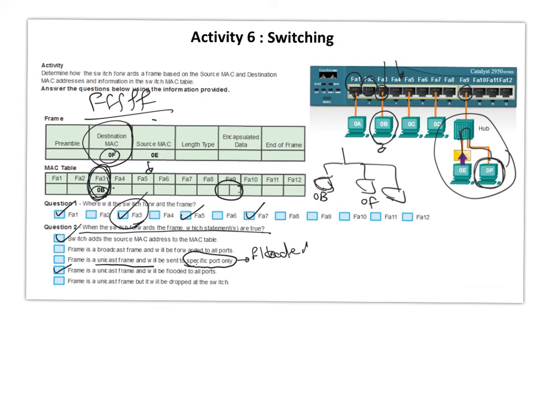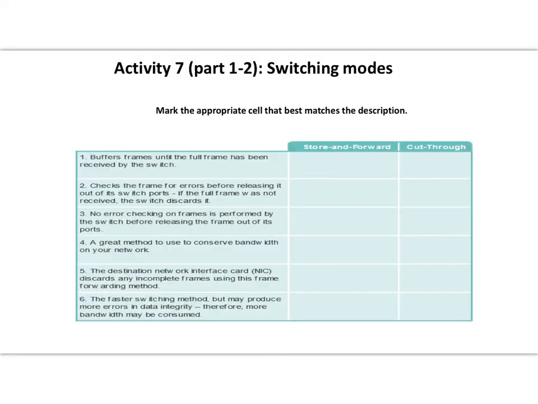And this is actually this one. Frame is a unicast frame and will be flooded to all ports. So the frame is a unicast frame, but because the destination address does not exist in the MAC table, it will be flooded to all connected ports except the one it came from. And frame is a unicast, but it will be dropped. Of course, no, it will not be dropped. It will be sent or flooded to all ports. Okay, guys, any questions here?